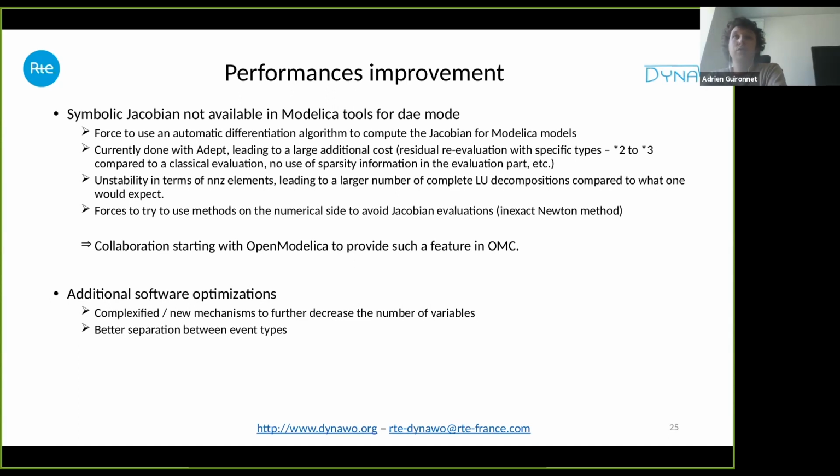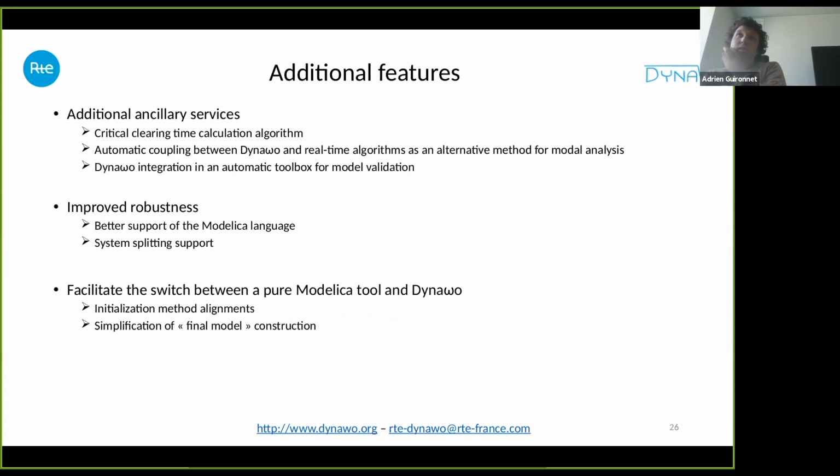In addition, we will also still try to decrease further the number of variables and to better characterize the event type and the characteristics that impact the system. And the last direction in which we work is still offering more features in the tool, more ancillary services, and a critical clearing time calculation algorithm. In case of short circuit calculation, it automatically detects and calculates the maximum time duration of the short circuit before losing synchronism, which is an interesting feature for system operators.